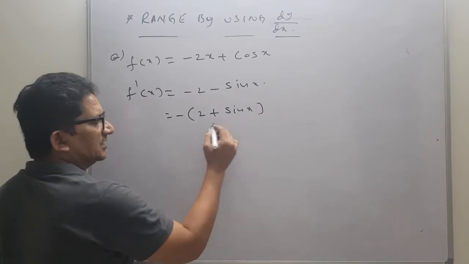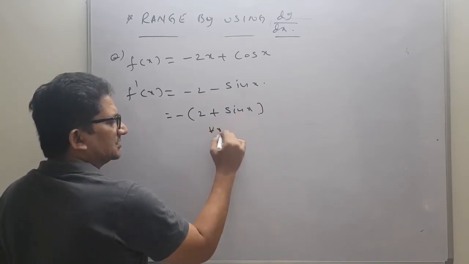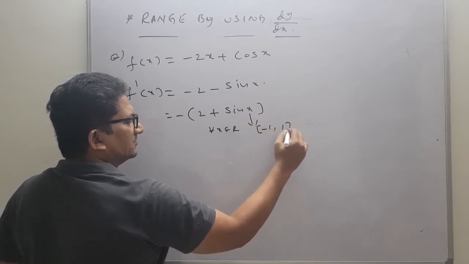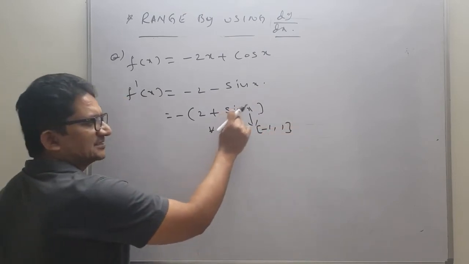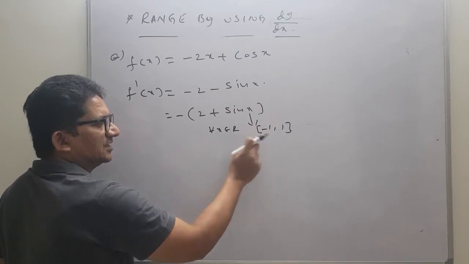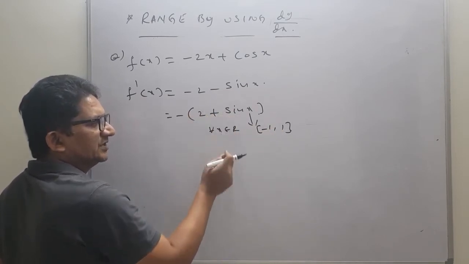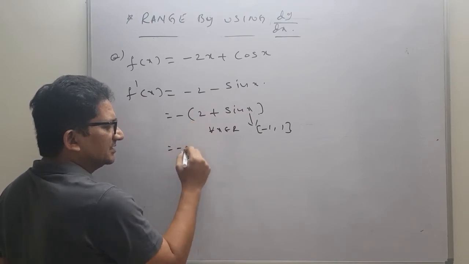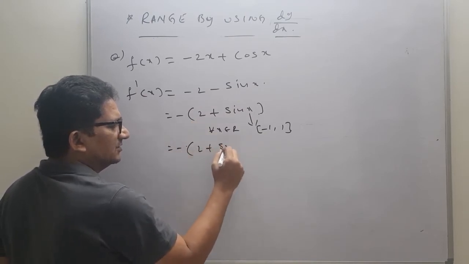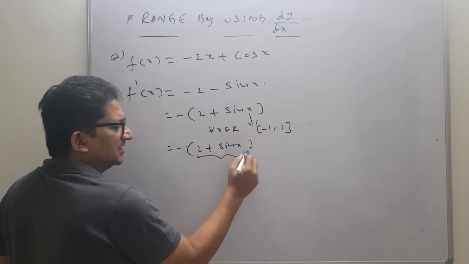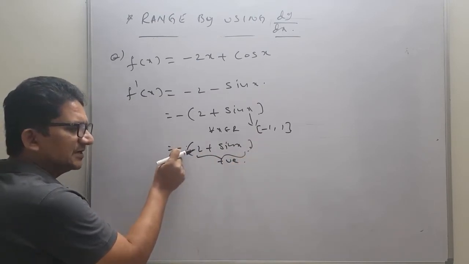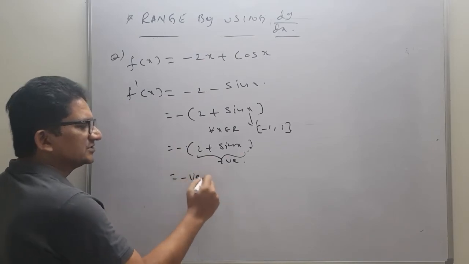Now we know that for all x belongs to R, sin x always lies between minus 1 and 1. When sin x lies between minus 1 and 1, and that is added to 2, this quantity inside the bracket, 2 plus sin x, will always be positive. That positive is multiplied by minus, so we will get a negative sign.